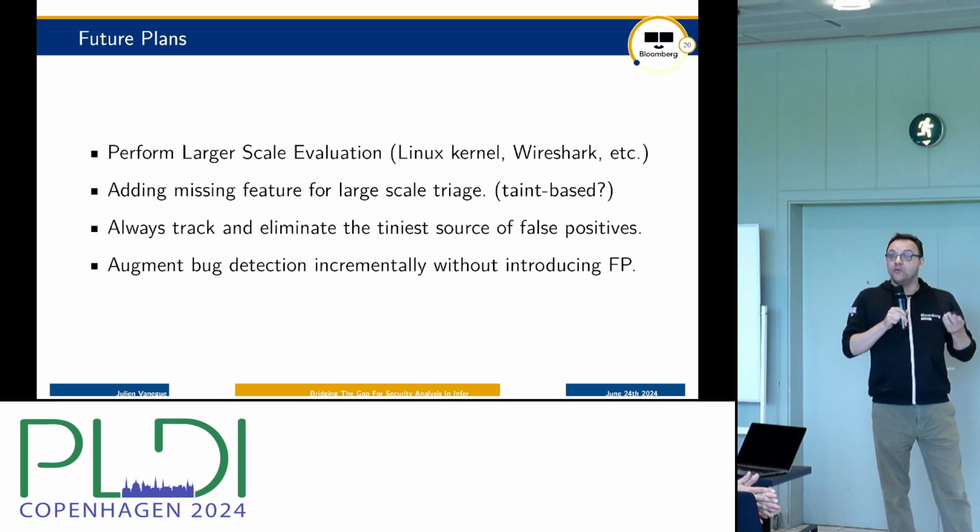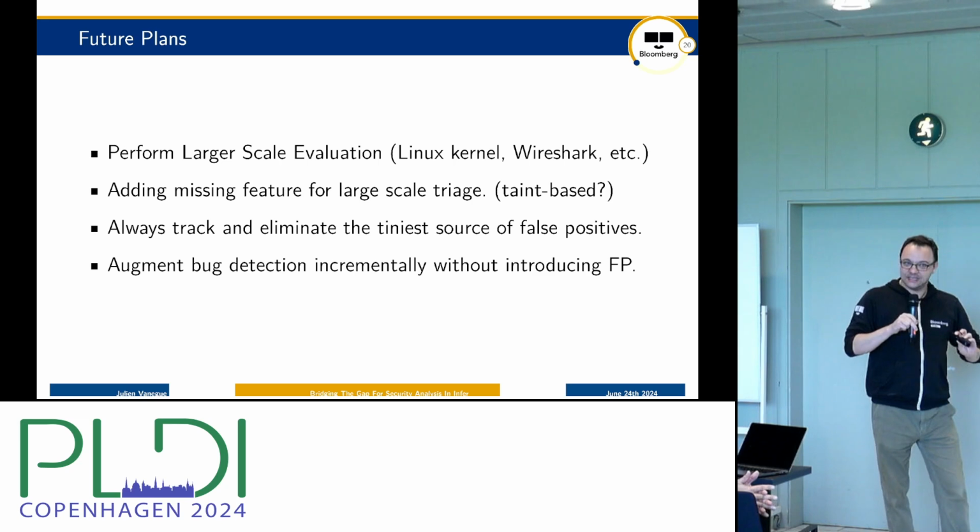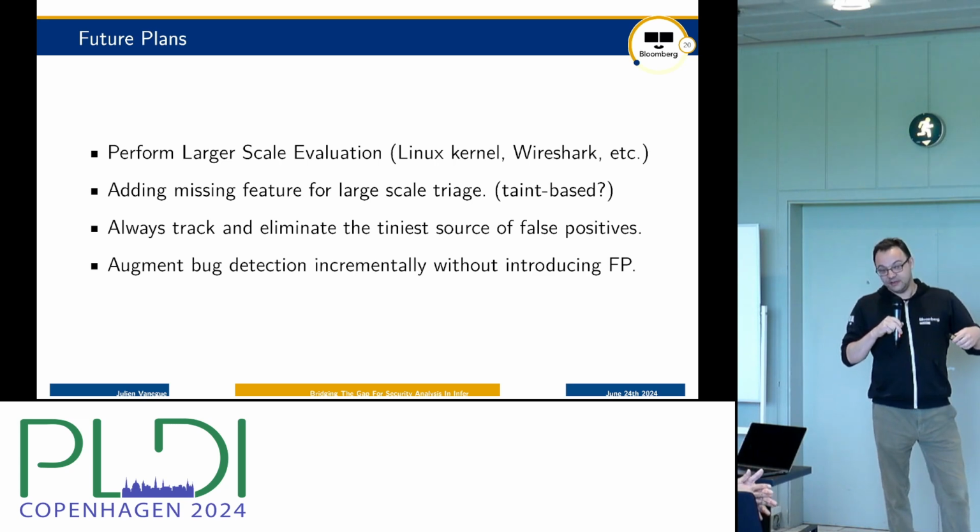And finally, once we get to the point where we are extremely good at signal ratio, we're not at 30% or even 50%, but more like 80%, we want to start adding more detection logic. We don't want to compromise on the number of false positives, but we want to find more and more bugs. So that's what we're going to do in the future.